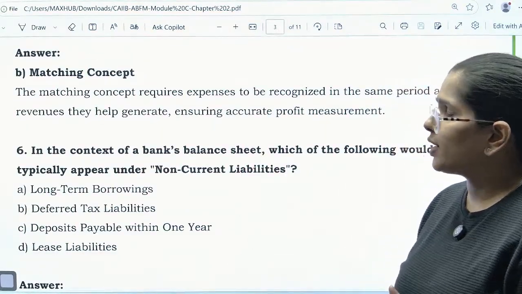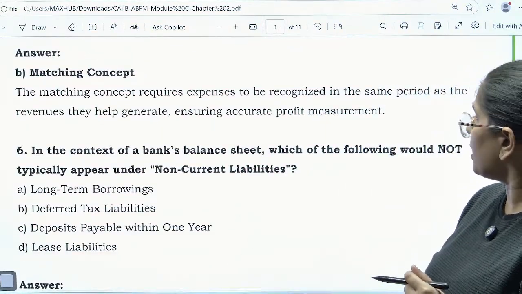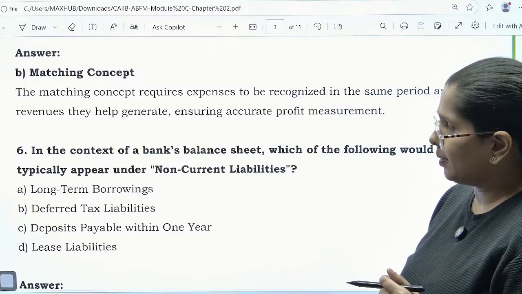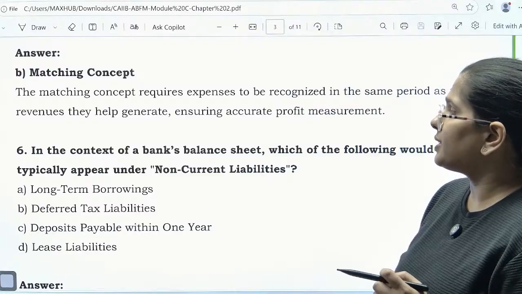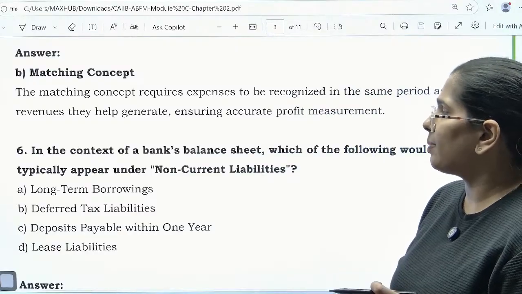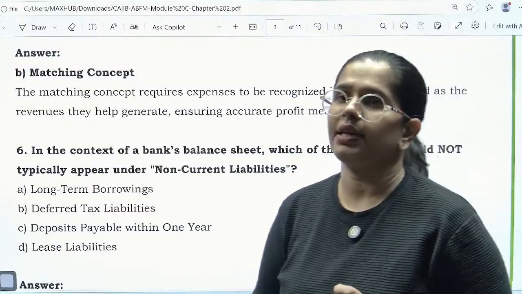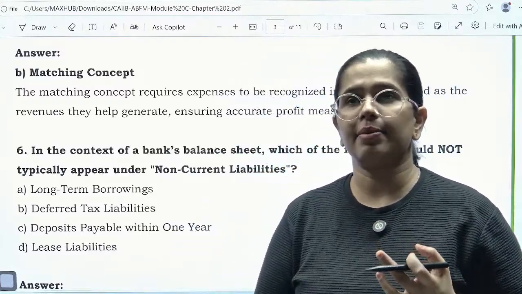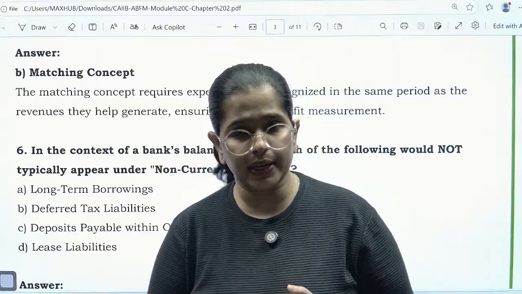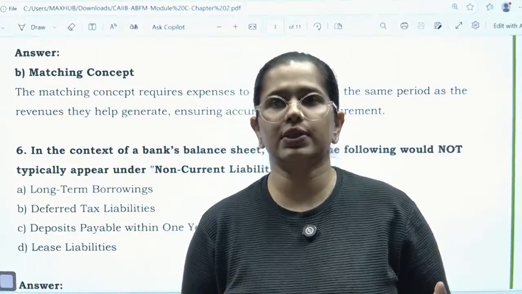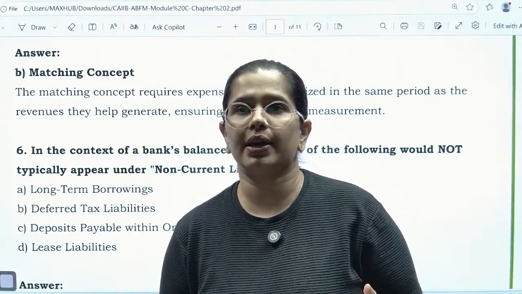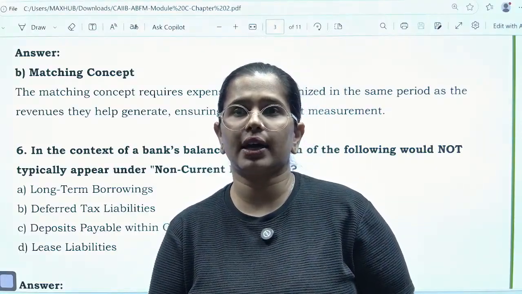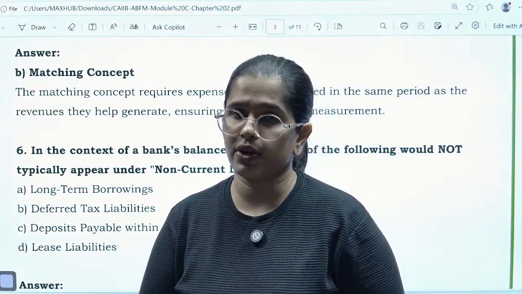talking about the next question, in the context of a bank's balance sheet, which of the following would not typically appear under non-current liabilities? Long-term borrowings, deferred tax liability, deposits payable within 1 year, or lease liabilities. See, lease liabilities are for longer tenure. Deferred tax liabilities come under the non-current liabilities, right? Long-term borrowings, obviously, are going to come under the non-current liabilities. What will not be classified under non-current liability is deposits payable within 1 year.